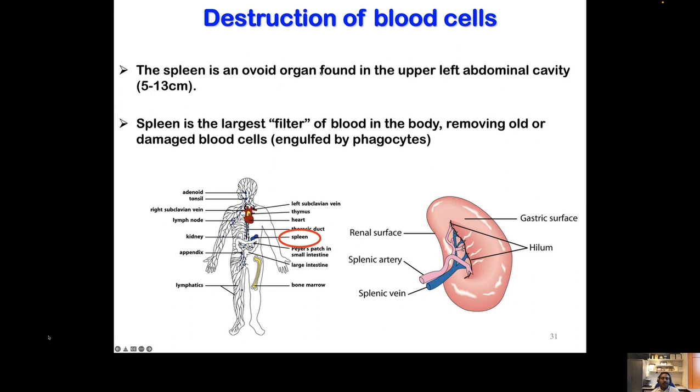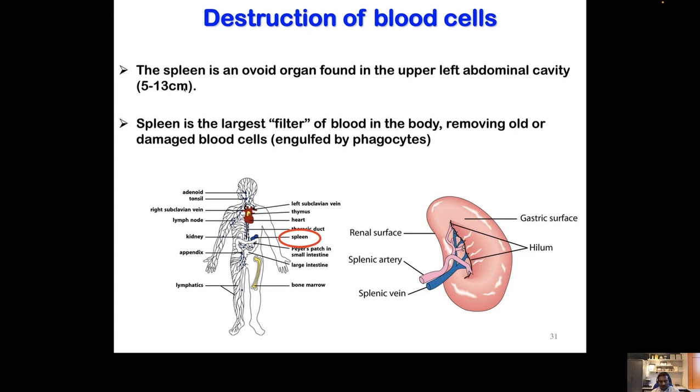The spleen is an ovoid-shaped organ found in the upper left abdominal cavity. It's around 5 to 13 centimeters in size. It acts as the largest filter of the blood, and by filtering the blood, it removes all the old and damaged cells, which are engulfed by phagocytes. It has lots of phagocytes that engulf all the old and damaged cells. This is how old cells are removed, and new cells are continuously produced by the bone marrow and replaced in the blood. So on one side the old cells are getting cleared and on the other side new cells are coming. This is really critical to maintain our normal body function within the blood.